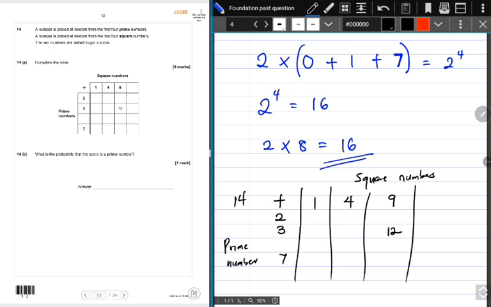3 plus 9 is going to give us 12. 3 plus 4 is going to give us 7. This is going to give us 4. So that means 1 plus 2 is 3, 4 plus 2 is 6, 9 plus this is 11. So we have the last one here.